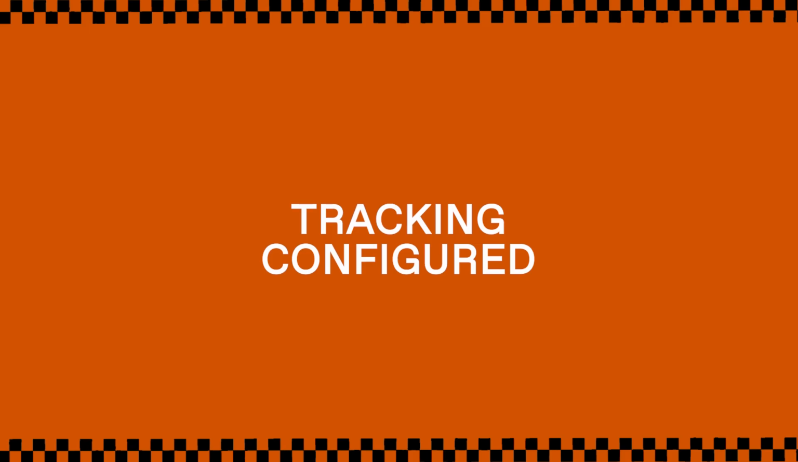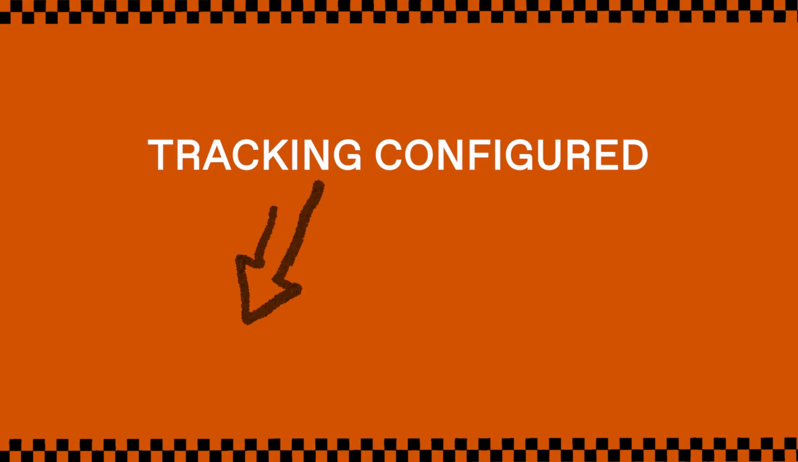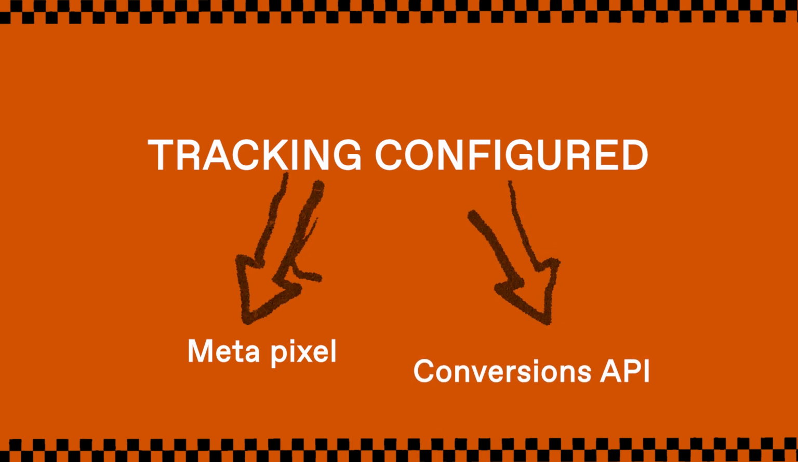Now, after you have your business manager and you have your ad account and you have your e-commerce store, it's time to set your campaigns up. So the first thing you're gonna need to do is make sure that you have tracking configured. And to do this, you're gonna need two things. The Meta pixel installed on your website, and you're gonna need to be using the Conversions API. The pixel is basically going to take all of those events that are happening on your website, attribute it back to your Facebook campaigns.